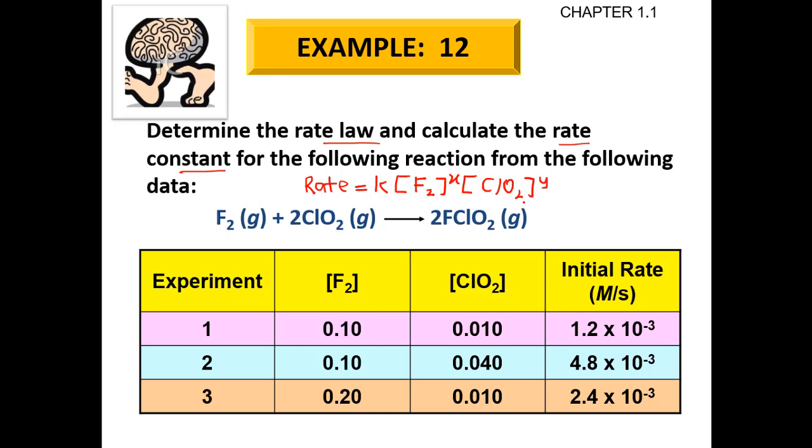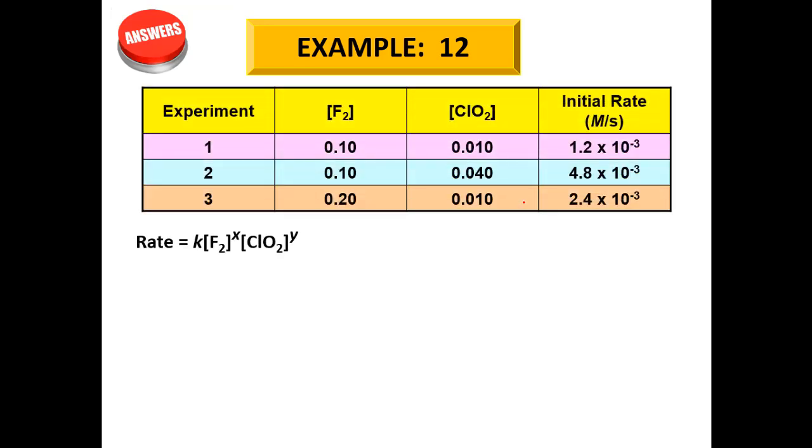Okay, so you akan diberi data macam ni. Eksperimen berapa, 1, 2, 3, you ada concentration of F2, concentration of ClO2 dan value initial rate ni. So daripada sini kita boleh tentukan apa order of reaction untuk F2, apa order of reaction untuk ClO2. Macam mana? Ini adalah kita punya rate law lah, general rate law.